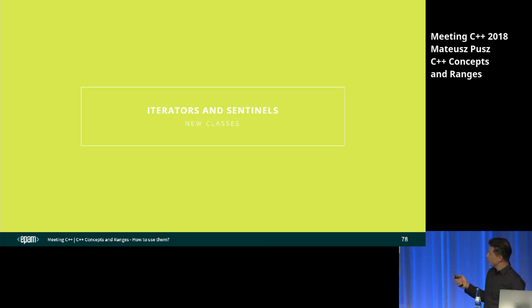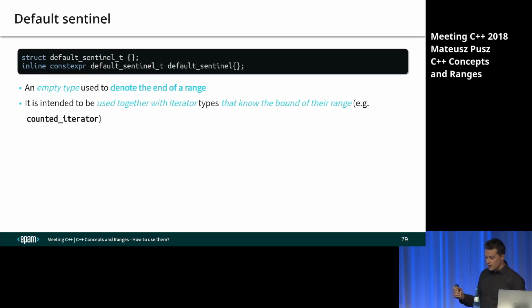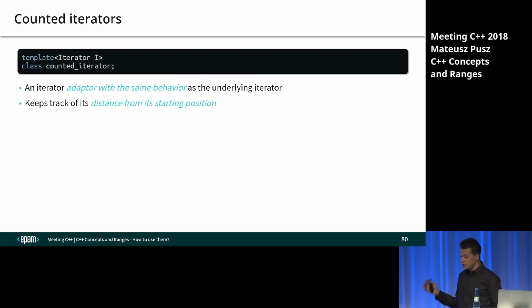Iterators and Sentinels, we also have new classes, not only concepts. First of those classes is a really simple class called default Sentinel. It's an empty class, and it's used to denote the end of the range. It is intended to be used with other iterators that know they are bound. For example, Counted. Talking about the Counted, it's a new type provided in the library. It's an adaptor over another iterator that basically tracks its distance from its starting position.